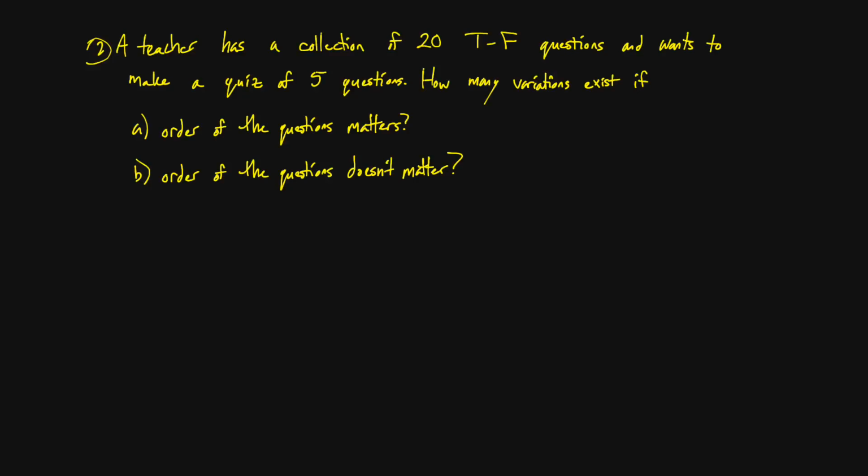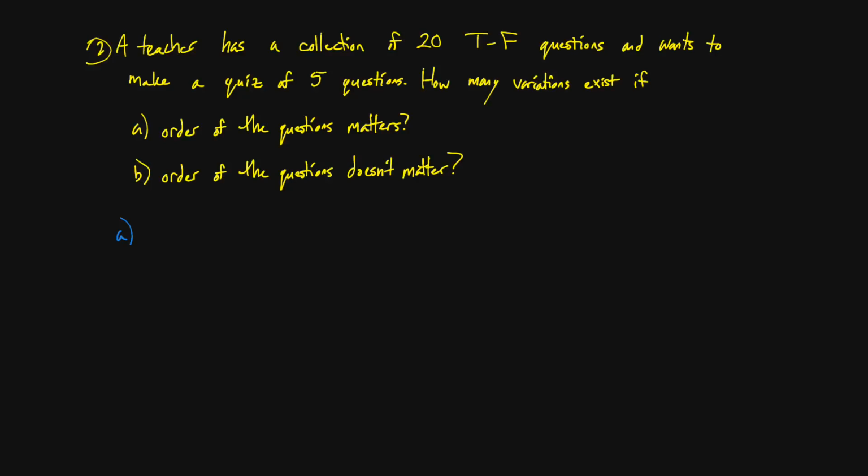So let's do one more practice problem. So here I have a question. A teacher has a collection of 20 true and false questions and wants to make a quiz, hint hint, of 5 questions. How many variations exist if the order of the questions matters and if the order of the questions doesn't matter? So, give it a try and we'll go over it together.